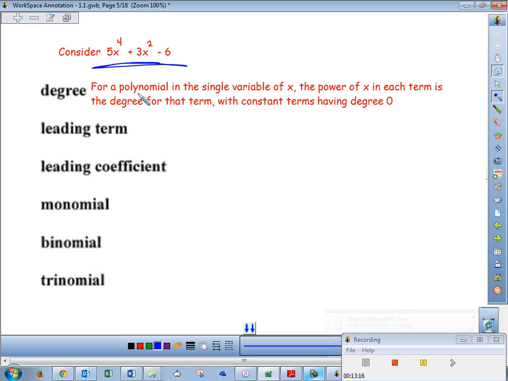If we've got this guy right here, the degree, if you've got a polynomial in the single variable of x, that means the only variable in that polynomial is x. There's no y's or z's or any of that junk. The power of x in each term is the degree for that term. Remember, terms are separated by addition, subtraction, and equal signs. So here's an addition sign. There's a subtraction sign. Doesn't that have 3 terms in it?